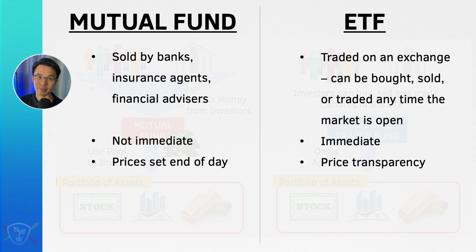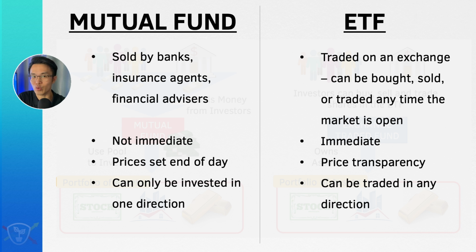Now, because ETFs are listed on a stock exchange, you can actually trade them in any direction. If you think the market is going to go up, you can go long or you can buy ETFs. If you think the market is going to go down, you can actually short shares in ETFs. Or you can make use of option strategies for ETFs that do have options on them. And that allows you to profit and benefit when the market goes up, goes down, or even stays sideways. But you can't do any of that with mutual funds. You can only buy them, you can only go long, you only can go in one direction.